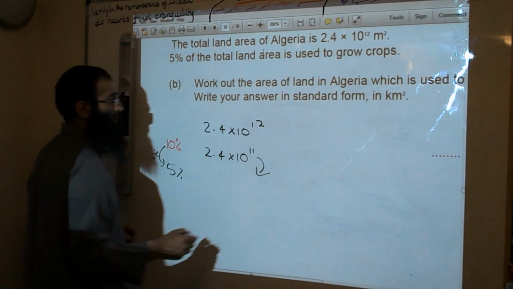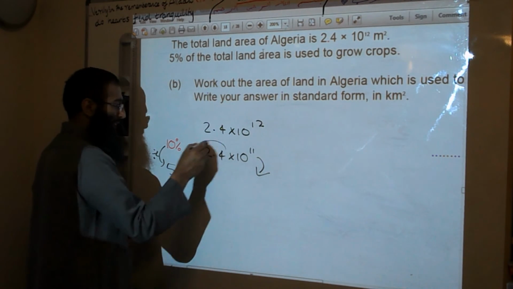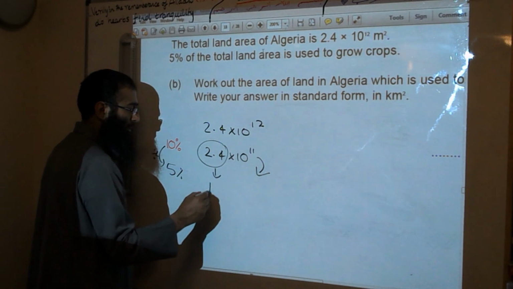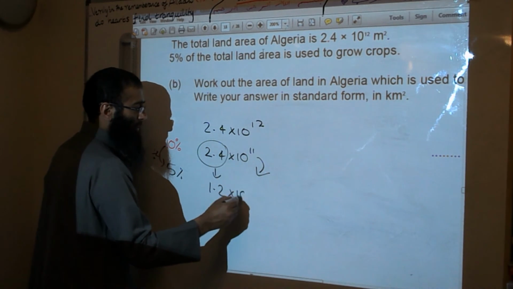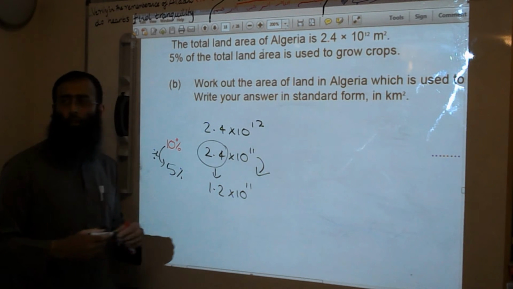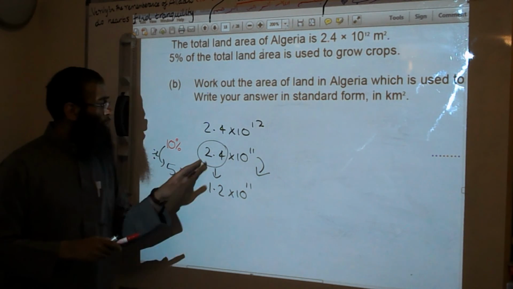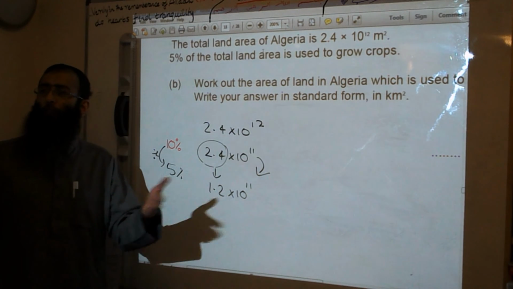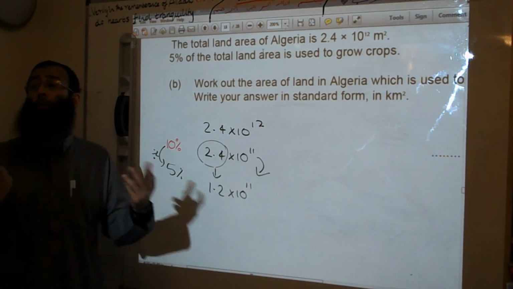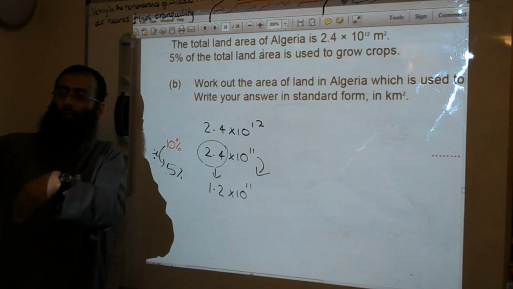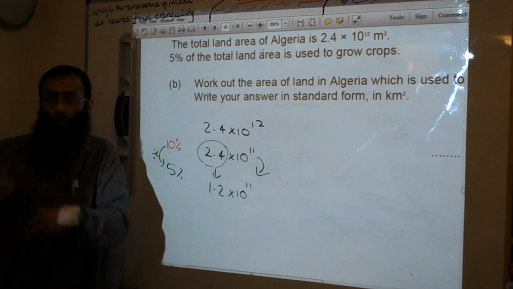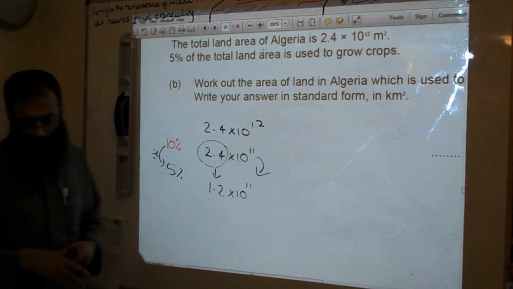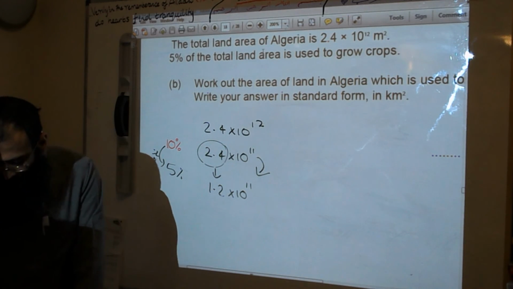So half of this. What do we actually halve here? The 2.4. 2.4 halved will give us 1.2 because the 10 to the power 11 doesn't get halved. Because if you think about it, say it's 2.4 million, if you halve 2.4 million, the answer will be 1.2 million. You're not going to change the millions and turn it into like 100,000 or something. You're not changing that at all. That's the key thing here. Done. 1.2 times 10 to the power 11.